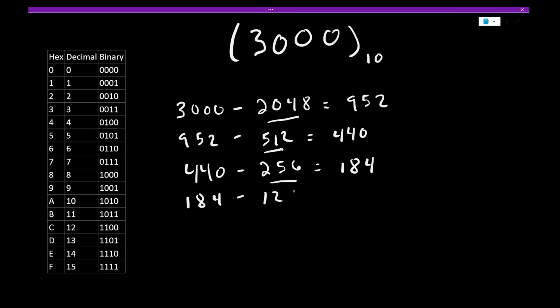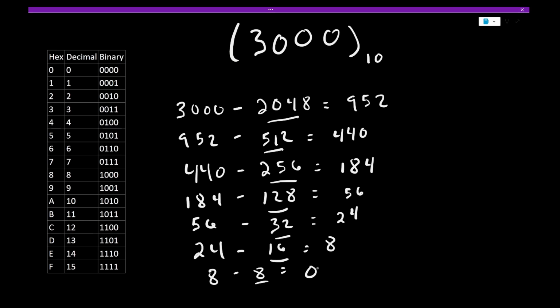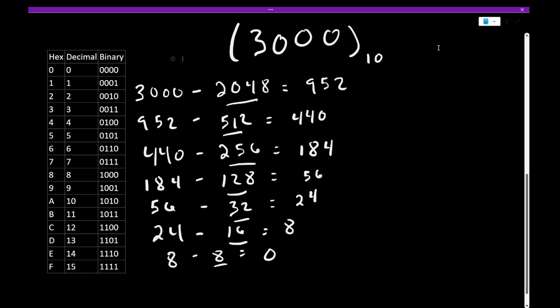Take down our 184. Now our biggest power of 2 is 128. Their difference is 56. We're going to have 56 minus 32, which leaves 24. And 24 minus 16 is going to be 8. And then 8 is equal to a power of 2, of course, that is 8. Their difference is 0, and that's how we know we're done. All right, I just shifted those over to give myself a little more room.